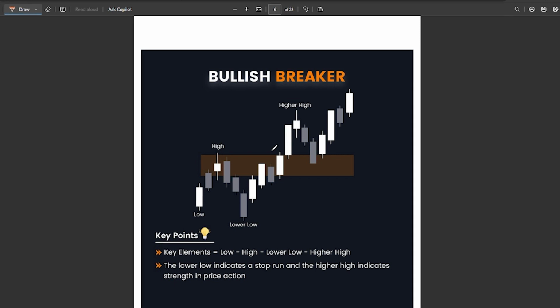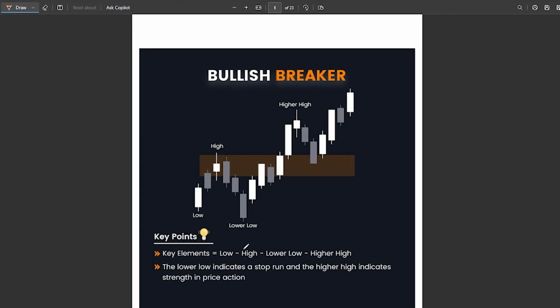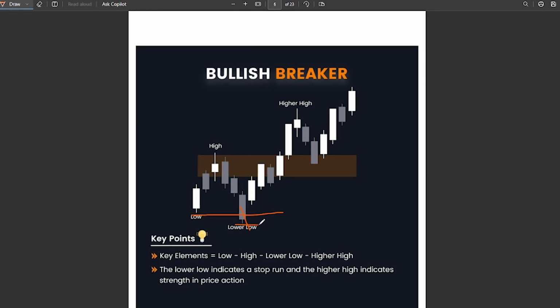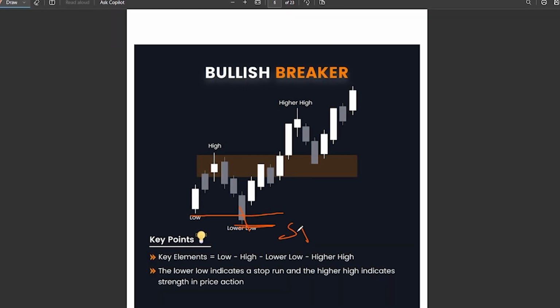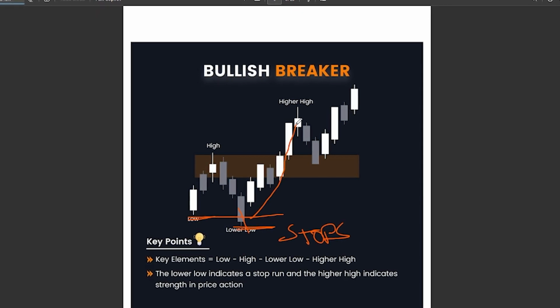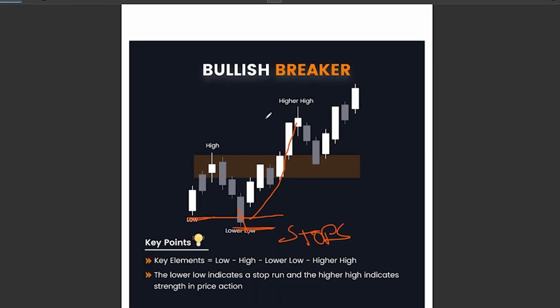Now to identify bullish breakers, you must consider 2 things. Firstly, it must have created a lower low. The lower low signifies a stop hunt, like the stops on the lows have been taken, and there must be a higher high. This signifies strength of price action.